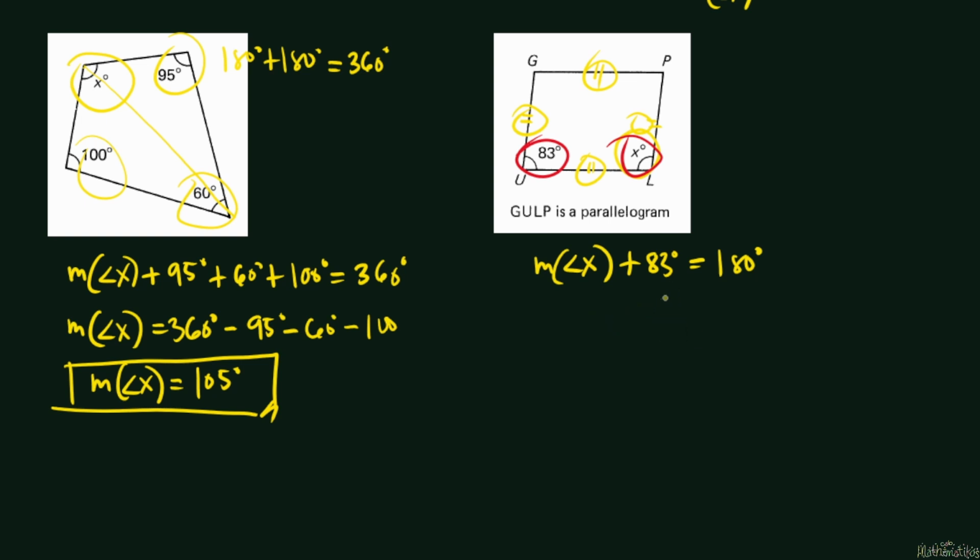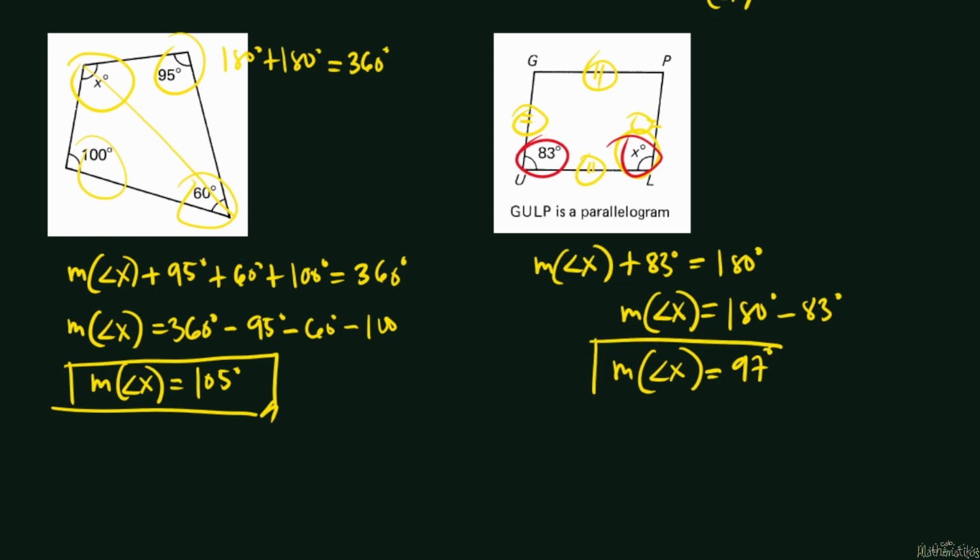So we can have the value of x: 180 minus 83. So the measure of our angle x, or the value of x, is equal to 97 degrees. Thank you.